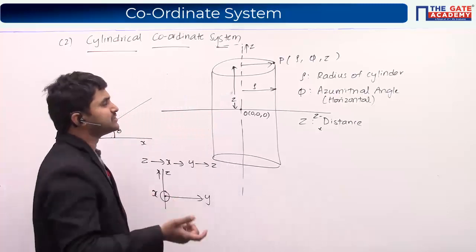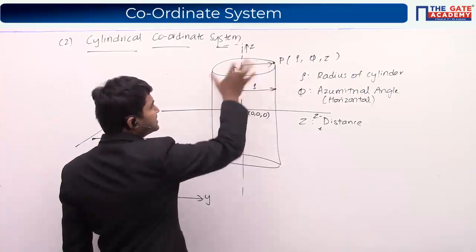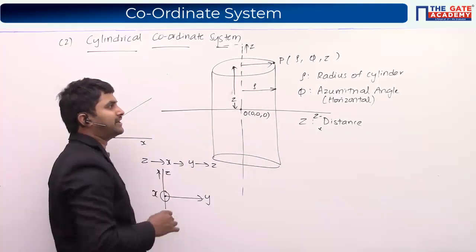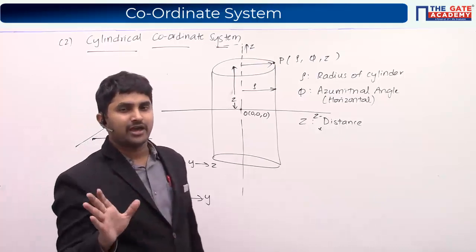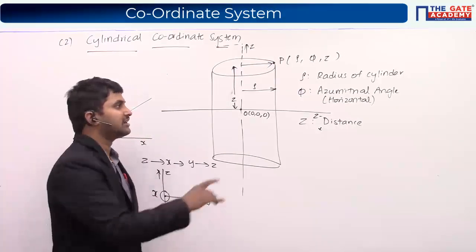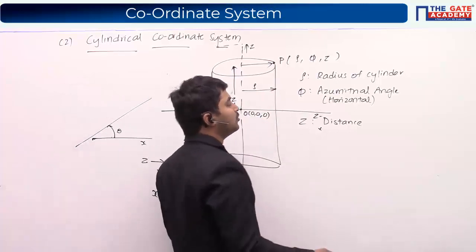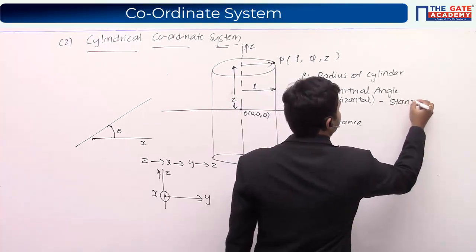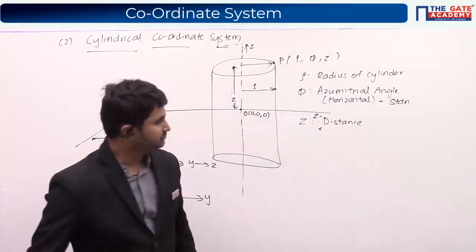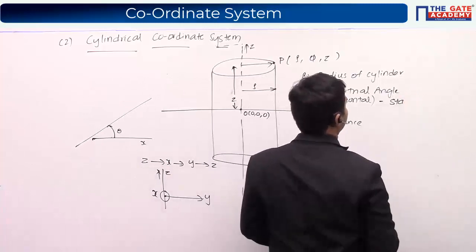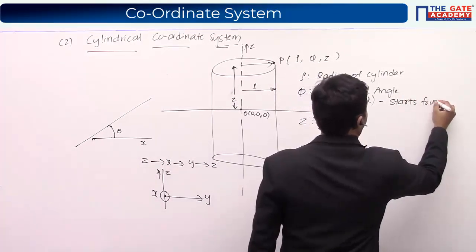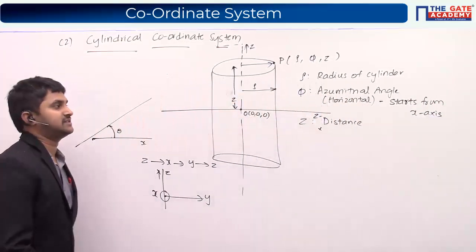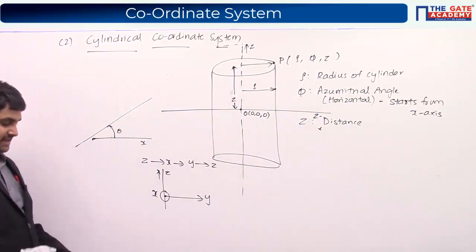I'm sure that the radius is very simple. Radius is nothing but the distance from the axis of the cylinder, and z is nothing but the height that you're considering for a particular point. Okay, so I assume that everything is clear regarding the angle phi. Only point to note here is that the angle starts from the x-axis.